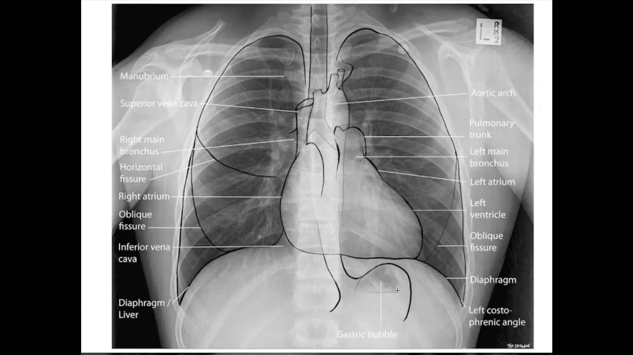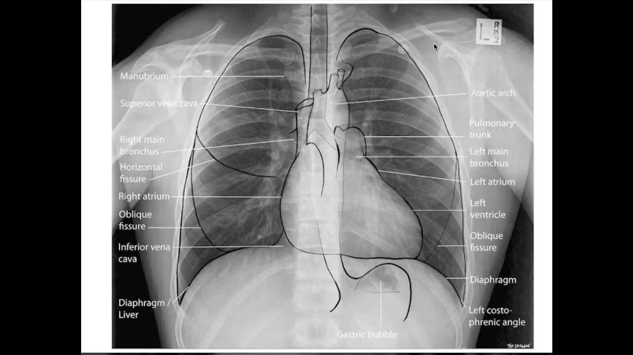This is the stomach bubble or the gastric bubble. Now, how to know that this chest radiograph is an erect or a standing position is that the gas in the stomach will rise up due to the gravitational force. So you will see the stomach bubble right here. This is the upper abdomen, so the liver is situated in the right side right here.